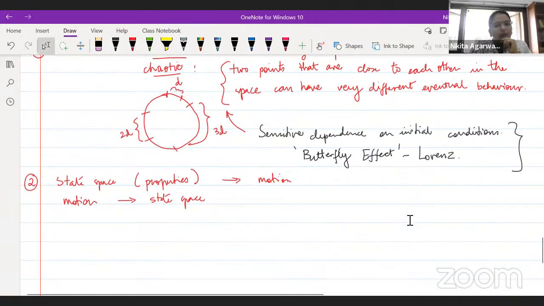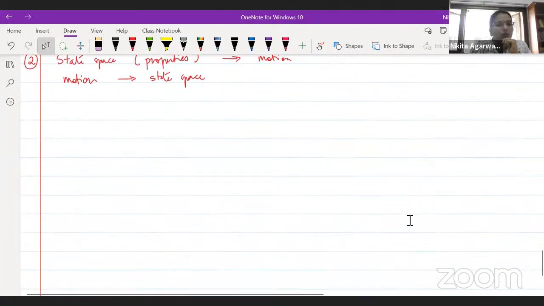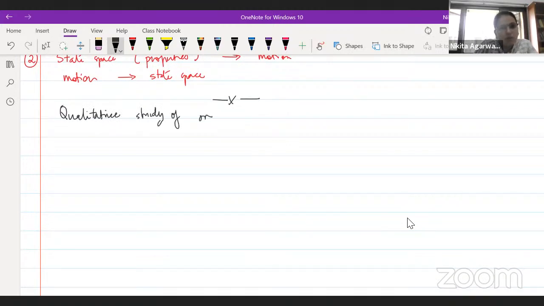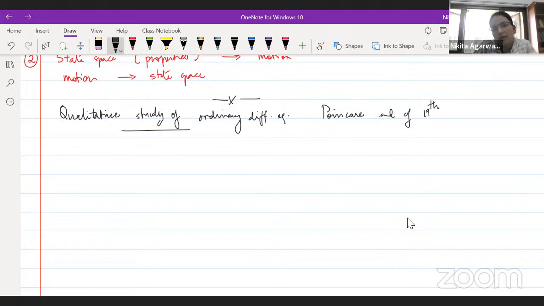Now let me explain the idea that when I said we don't necessarily want the solution of a differential equation, but we want what is known as a qualitative behavior of the differential equation. For that, I will look at an example. By the way, this qualitative study of ordinary differential equations started with Poincaré at the end of the 19th century.